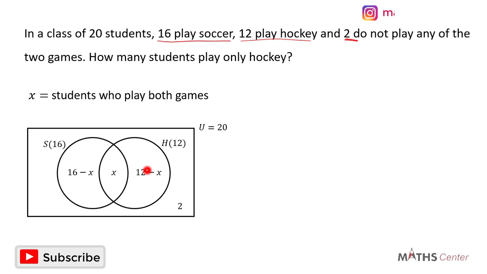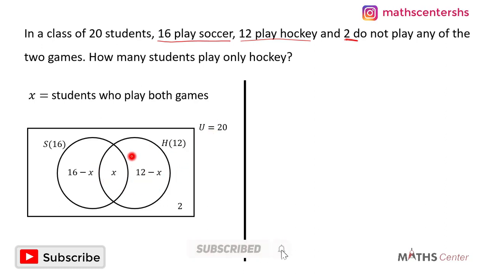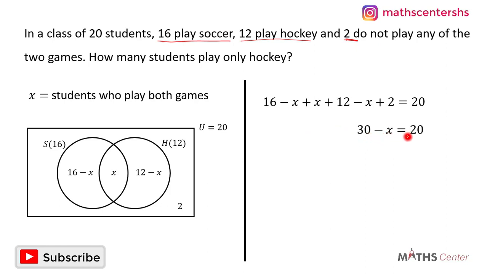When we add everything in the Venn diagram together, it will give us the universal set. So it means that 16 minus X plus 12 minus X plus 2 is equal to the universal set, which is 20. This will give us 30 minus X is equal to 20, and X will be equal to 30 minus 20. 30 minus 20 is 10, so X is equal to 10.